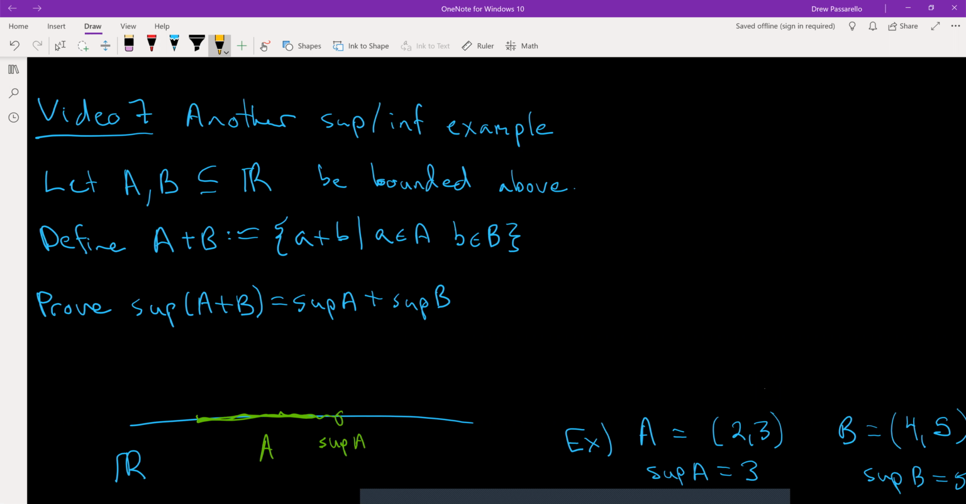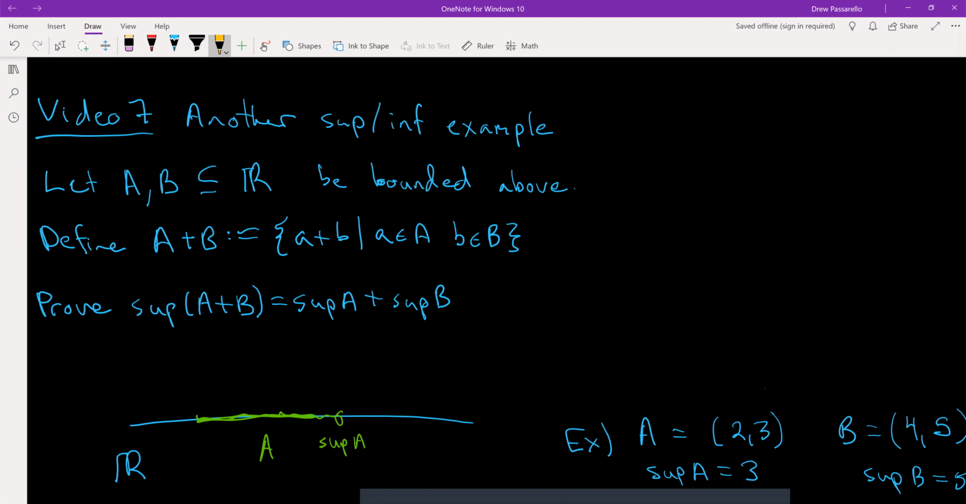Let's say you're given two sets, A and B, of the real numbers that are bounded above. Define A plus B, capital A plus capital B, to be the set of lowercase a plus lowercase b, such that a is in A and b is in B. We're going to prove that the supremum of this set is equal to the supremum of A plus the supremum of B.